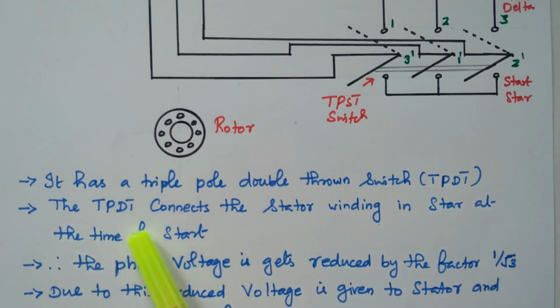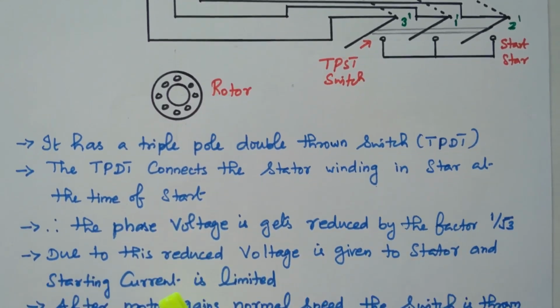The TPDT switch connects the stator winding in star at the time of starting. So at the time of starting, we connected with the star connection. Why is it connected in star? The phase voltages get reduced by the factor 1 by root 3. The nature of the star connection is that the voltage is 1 by root 3 times. The current will be the same, but the voltage will be 1 by root 3 times.